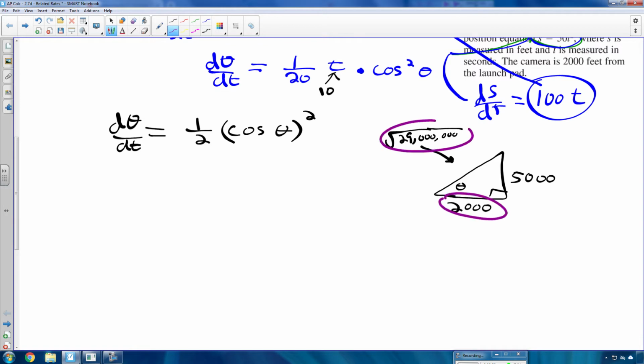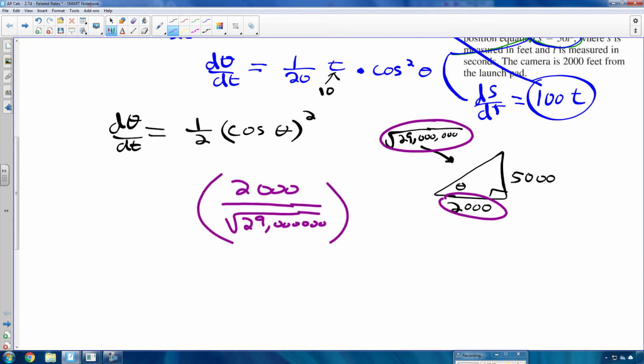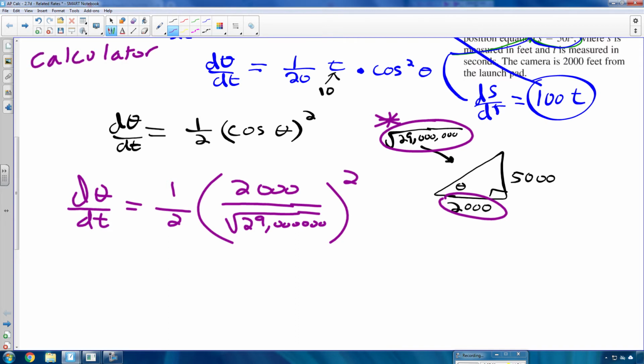Okay, so let's enjoy ourselves and use that for a second. So if we talk about this right here, cosine is adjacent over hypotenuse. So if we take the adjacent 2,000 and put it over the hypotenuse, which is the square root of 29 million, we square that and we take a half of that, we should get whatever dθ/dt is, in radians. Make sure you use a calculator for finding this, and also make sure your calculator is in radians. You really want that always in this class. In your physics classes, a lot of times it's going to be in degrees, but unfortunately we need to be in radians for these types of problems.